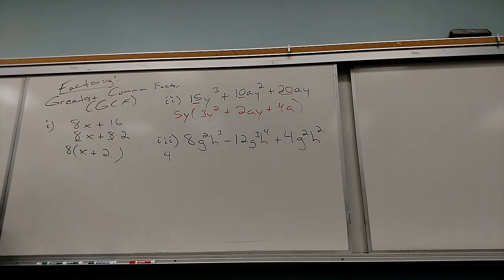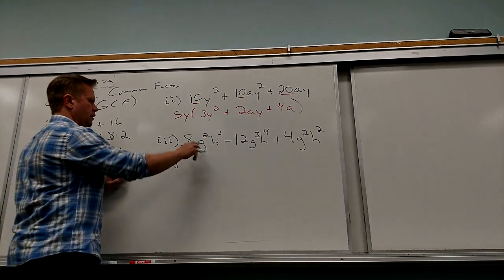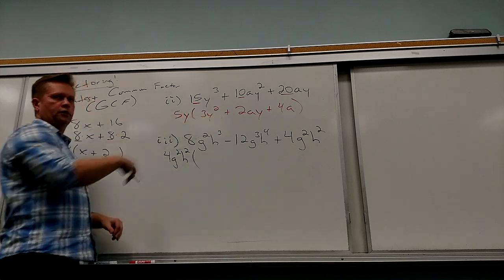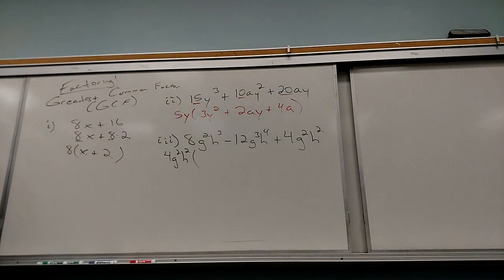Now look at the letters. How many G's am I going to take out? G squared. 2. So you see how, real quick, the variables are always whatever has the lowest power. That's what you take out, right? So you take out 2 G's. How many H's am I going to take out? 2. Because that's the least H's that I see anywhere. Does everybody see that?